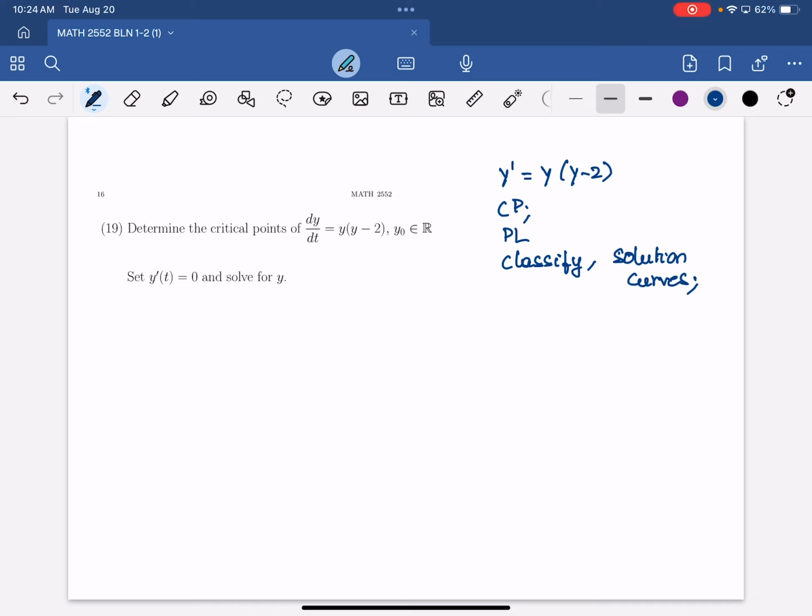So now, to find the critical points, I'm going to set y prime equals 0. In other words, I'm going to get f of y equals 0. Correct? When I set f of y equals 0, I get y times y minus 2 equals 0, which means either y equals 0 or y equals 2. Right? So I have multiple critical points, y equals 0 and y equals 2. The next step is I want to use the test point method to find out whether my solutions are increasing or decreasing on certain regions. Is that clear?